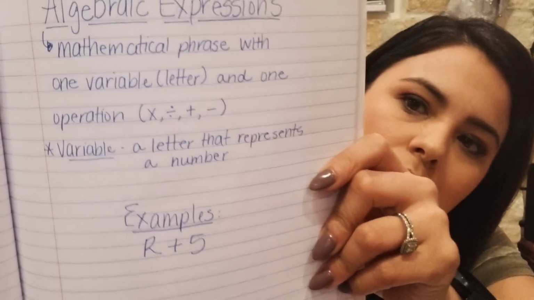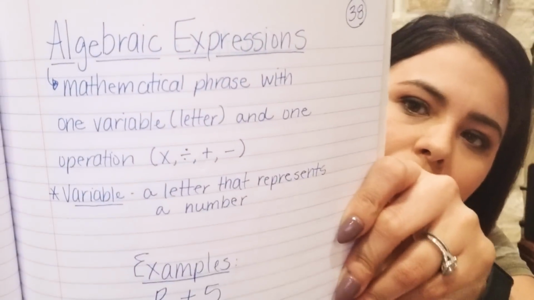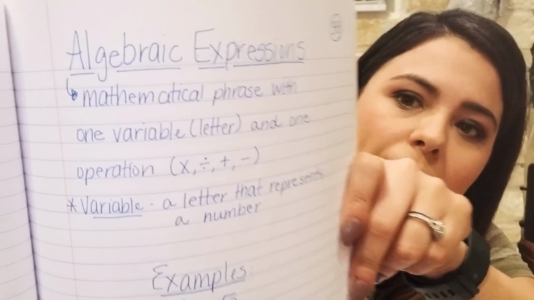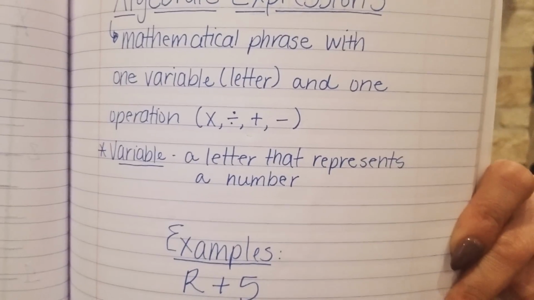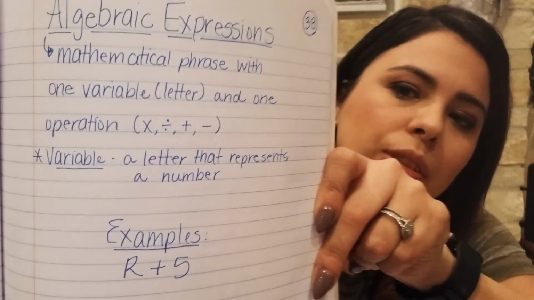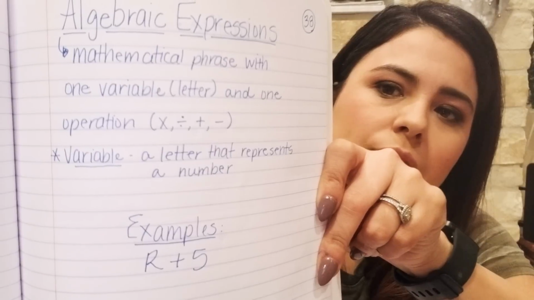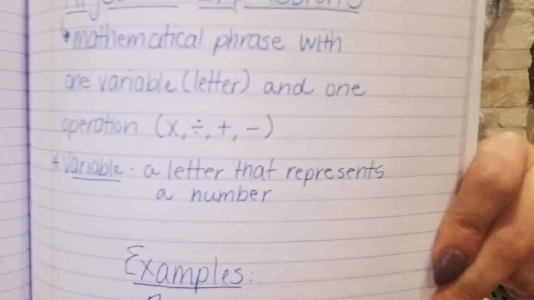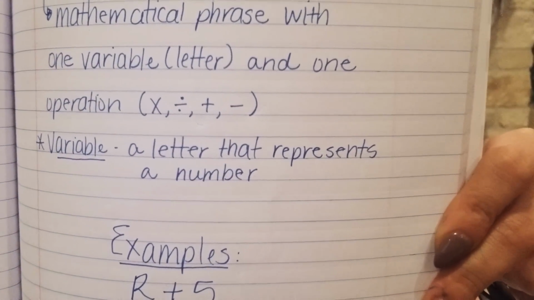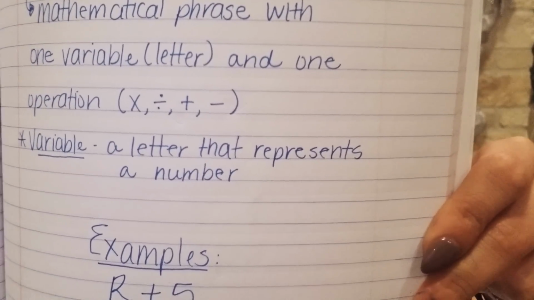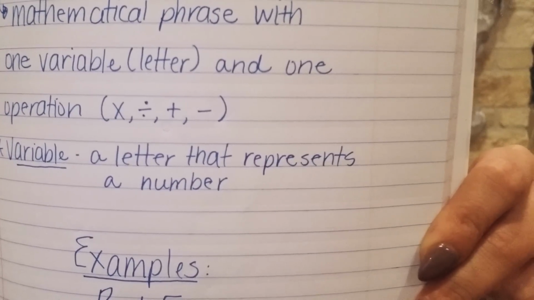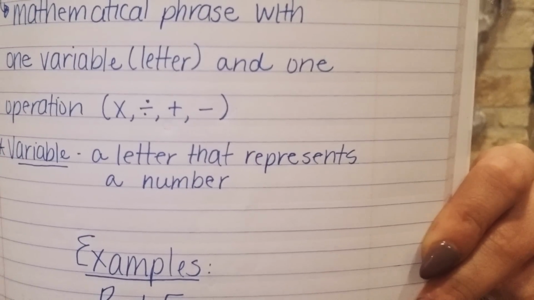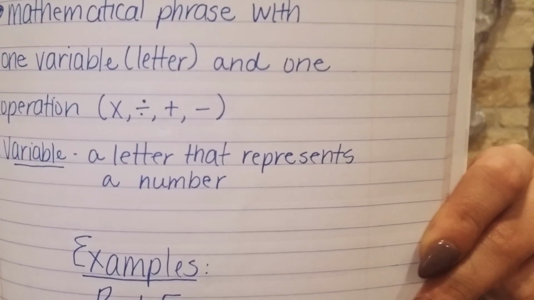Algebraic expressions. It says an algebraic expression is a mathematical phrase that has one variable and one operation. And then I went into a little bit more detail explaining what a variable is. First of all, you already know what your operations are. They're add, subtract, multiply, and divide. But the word variable itself means a letter that represents a number. So that is why these are called algebraic expressions.